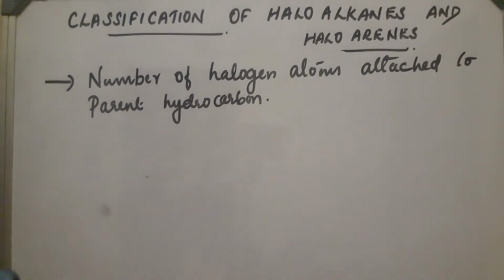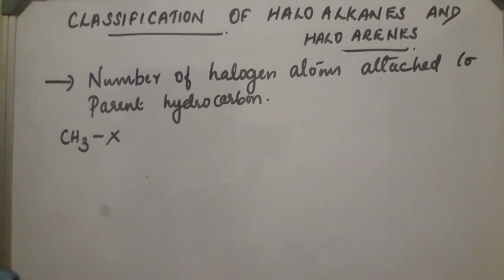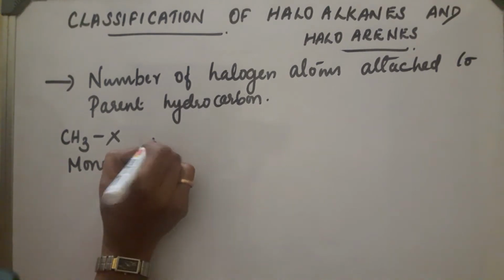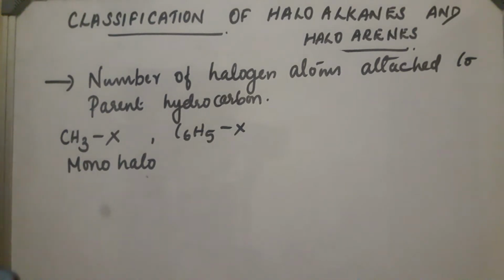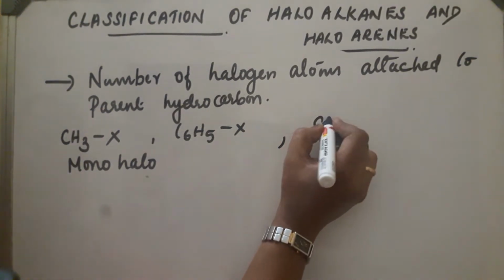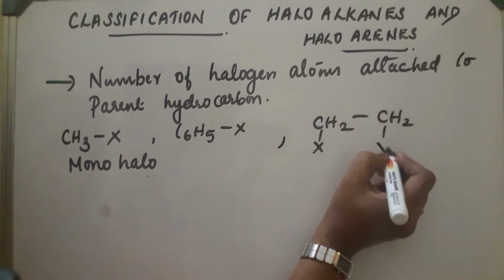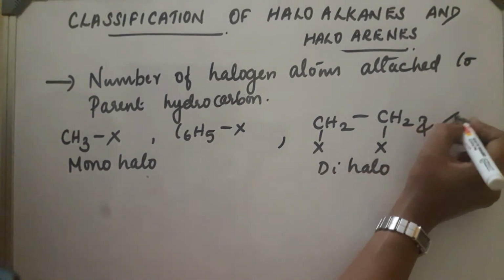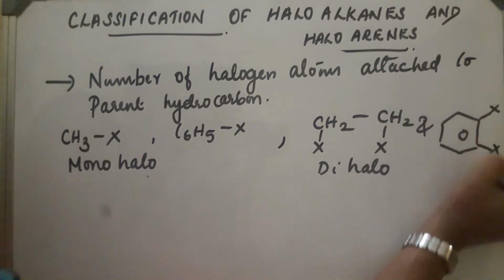Okay, let us take some examples. In the case of CH3X, only one halogen atom is attached to the hydrocarbon, so it is called monohalo. Another example is C6H5X. This is also monohalo. Next, if two halogen atoms are attached, they are called dihalo. In an aromatic compound, this is also dihalo.